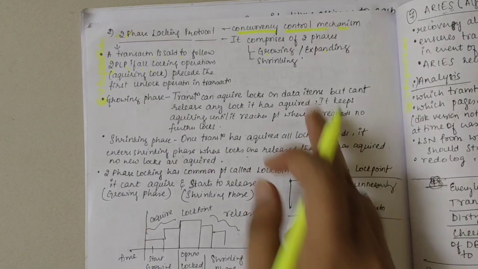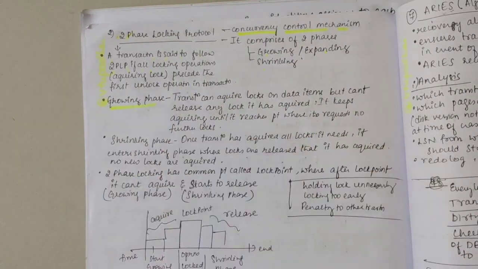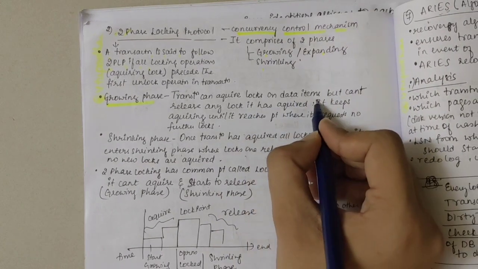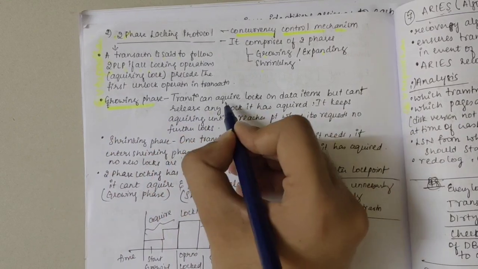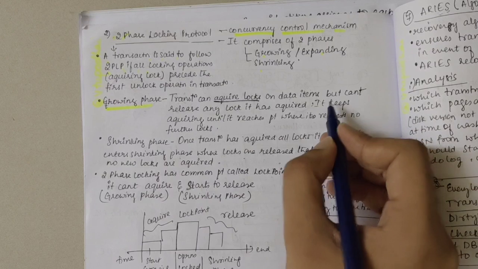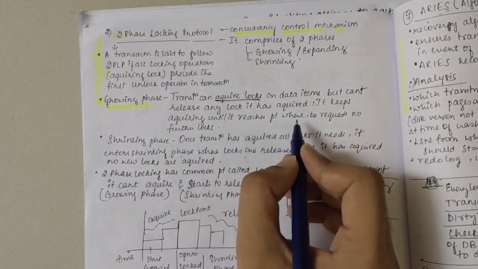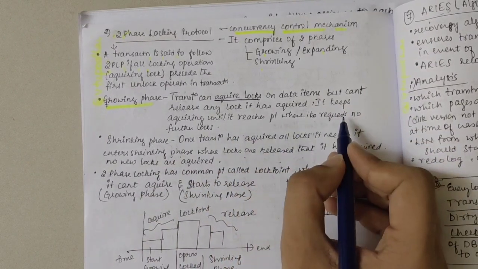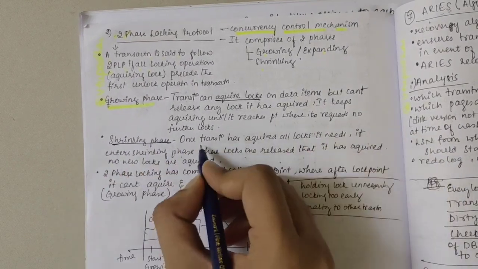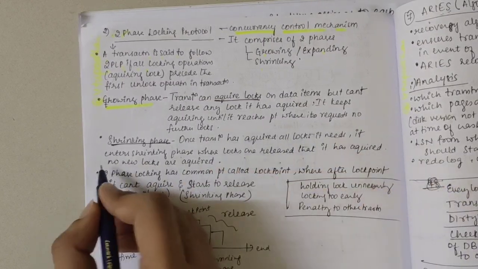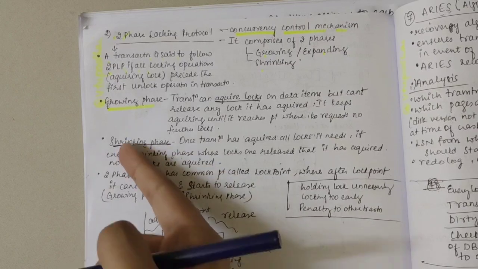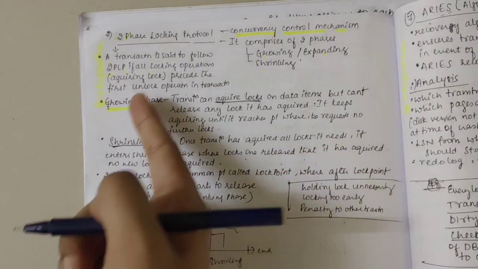As we discussed, there are two phases. The first phase is called the growing phase. In the growing phase, a transaction can acquire locks on data items but can't release any locks. It keeps on acquiring locks until it reaches a point where it requests no further locks. In the shrinking phase, once the transaction has acquired all the locks it needs, it enters the shrinking phase, where all the locks acquired in the growing phase are released.